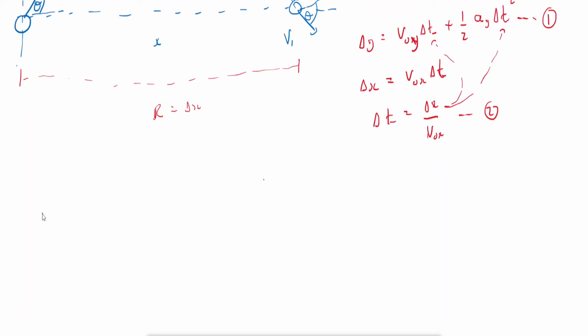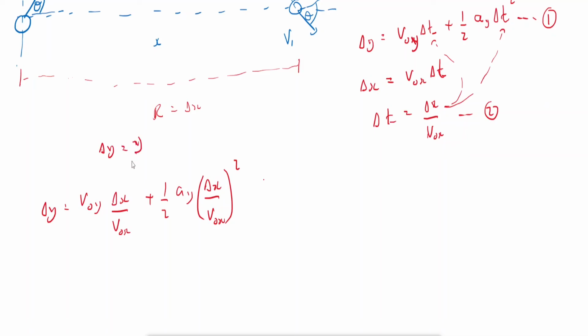So when I do that, it becomes delta y is equal to v0y. Now where I see time, I'll have delta x over v0x, and then plus half ay, and where I see delta t, I'm going to put delta x over v0x, but then here everything is squared. So what I'm going to do, I'm going to change delta y to become y. I am also going to change delta x to become x. When you do that, because in reality that's basically what is happening, you could track it like that.